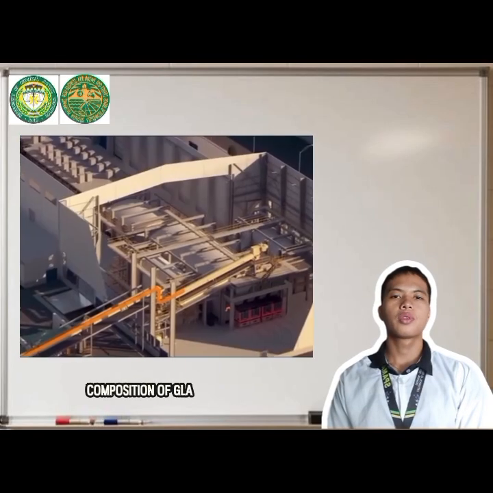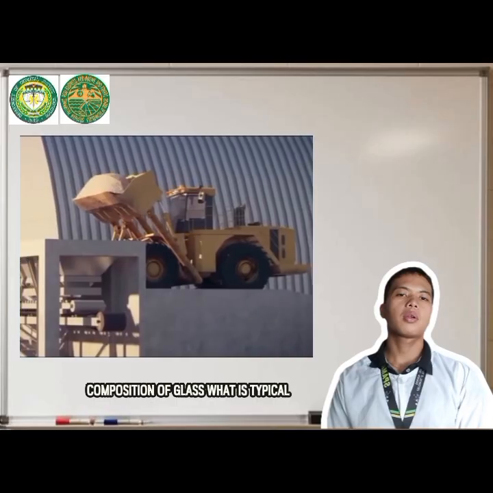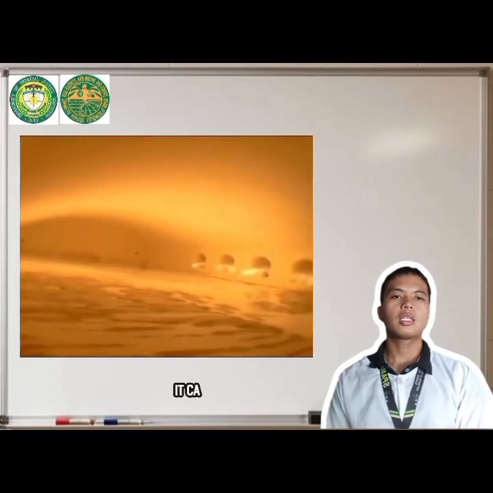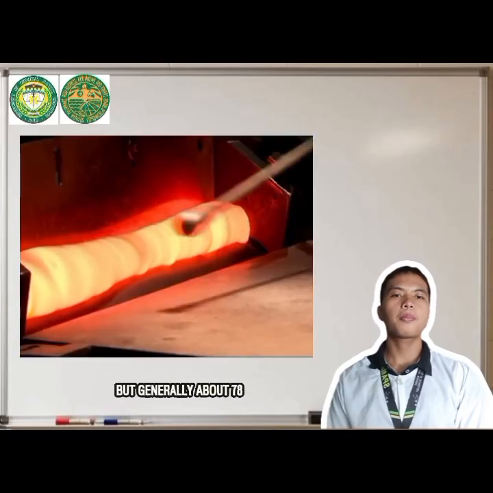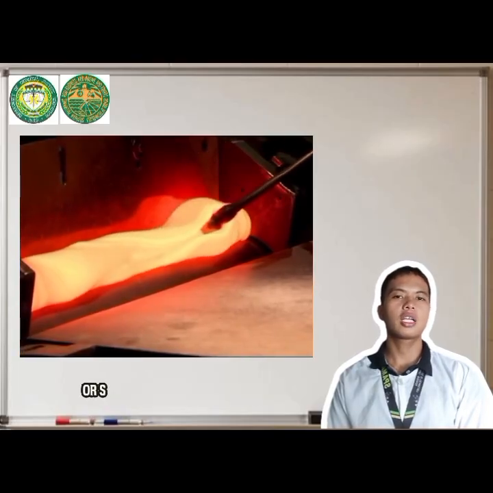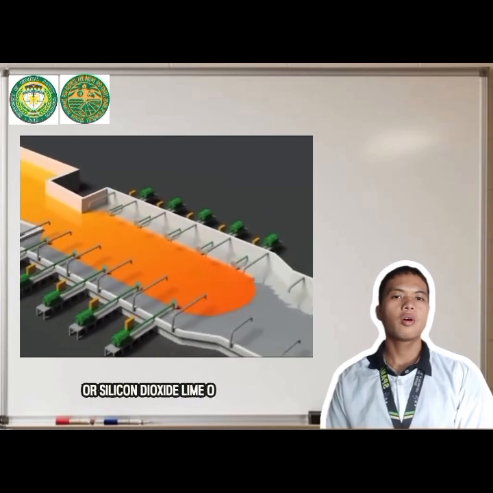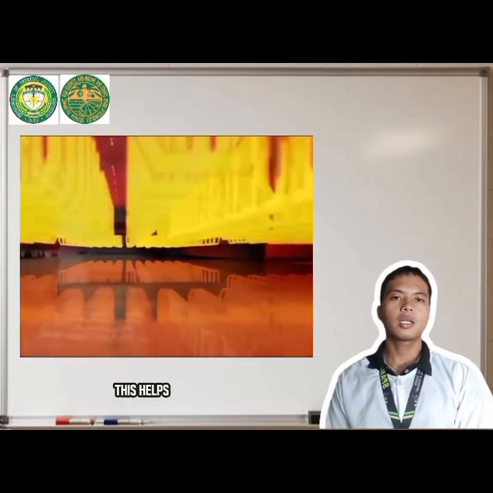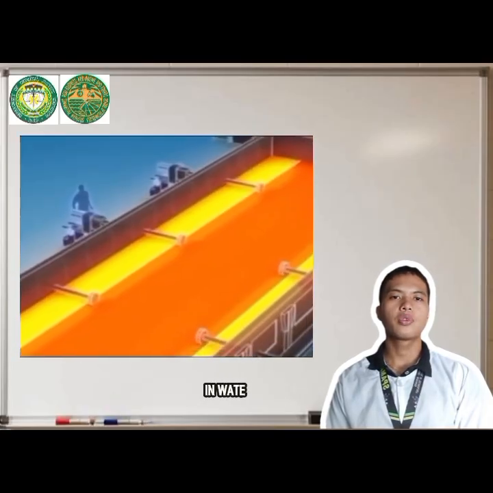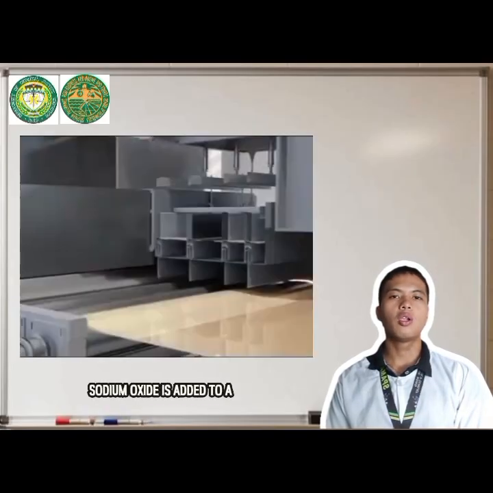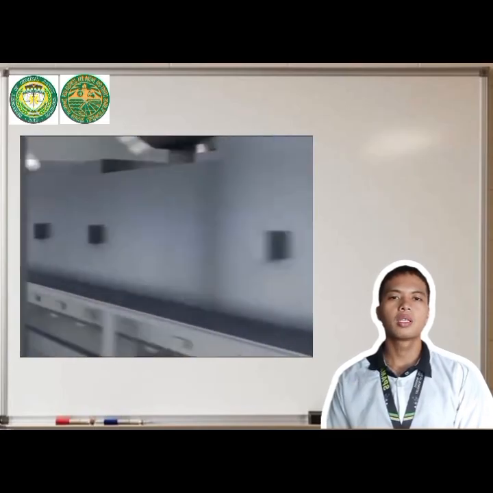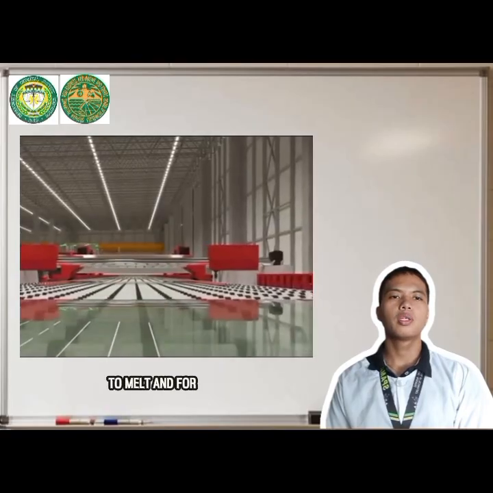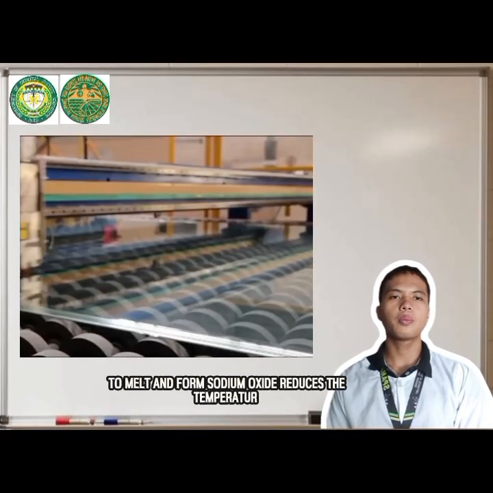Composition of glass. What is typical glass made of? There are 3 main components. It can include more, but generally about 75% is silica, or sand, or silicon dioxide. Lime, or calcium oxide, is also added. This helps keep the glass from dissolving in water. Sodium oxide is added to lower the melting point. Glass must be heated to a very high temperature to melt and form. Sodium oxide reduces the temperature, making the process easier.